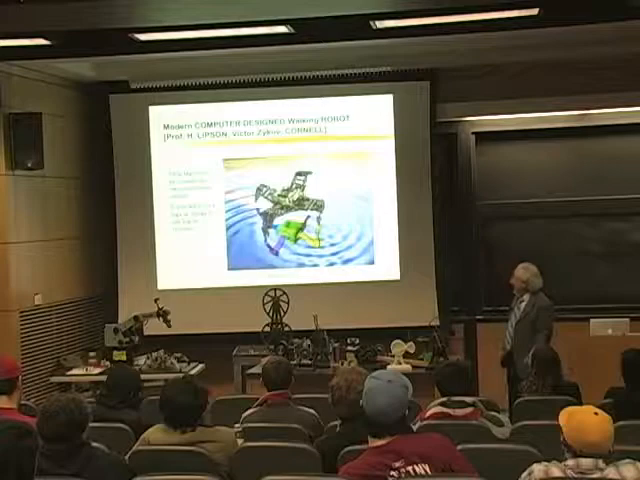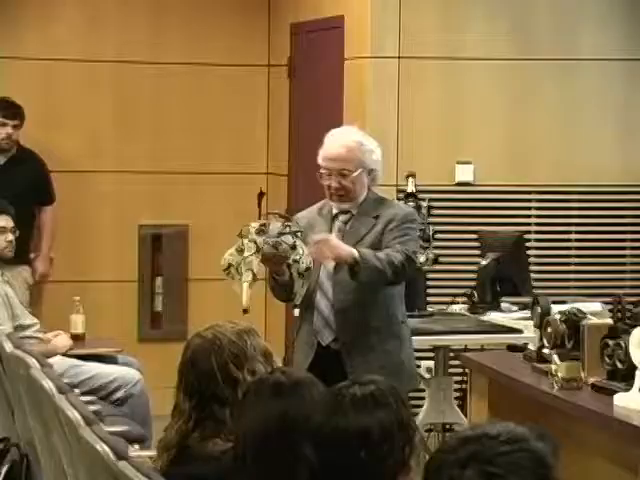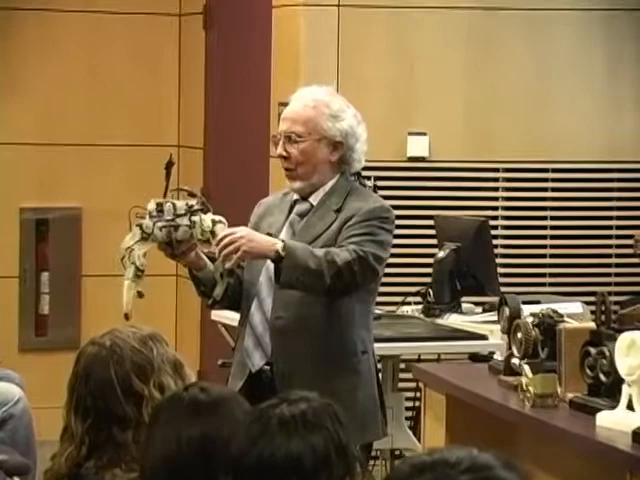Here's a modern computer design walking robot from Professor Lipson's lab at Cornell. And here we have a realization of that. And you see, again, this time it has four legs, and each one has two links. So now we have eight links here.